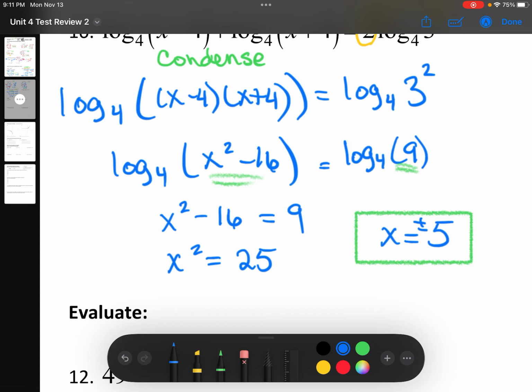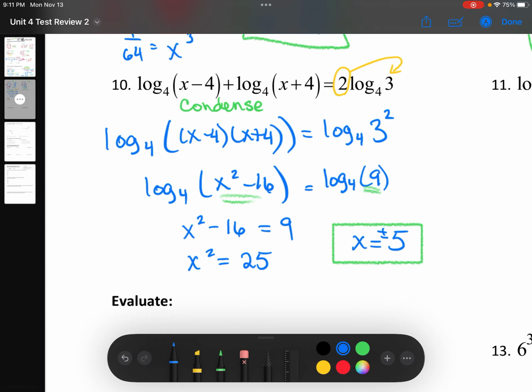Don't forget the plus or minus sign on that 5. So would that work? Do those stay positive? No, it is just the positive. We cannot put a negative number inside a log, and if we use a negative 5 here, we'll have a negative inside a log. So only the positive 5 here counts.